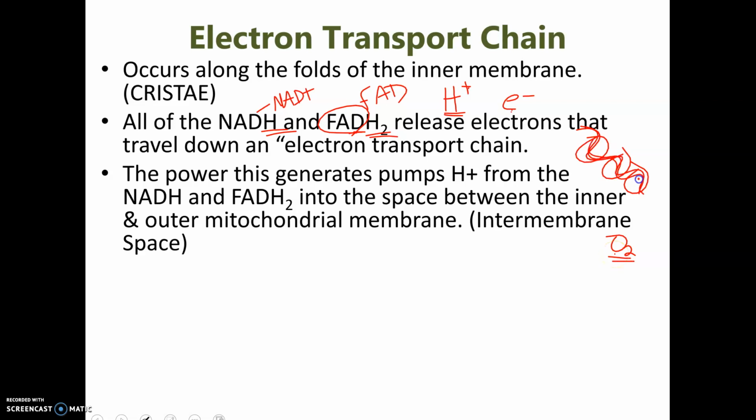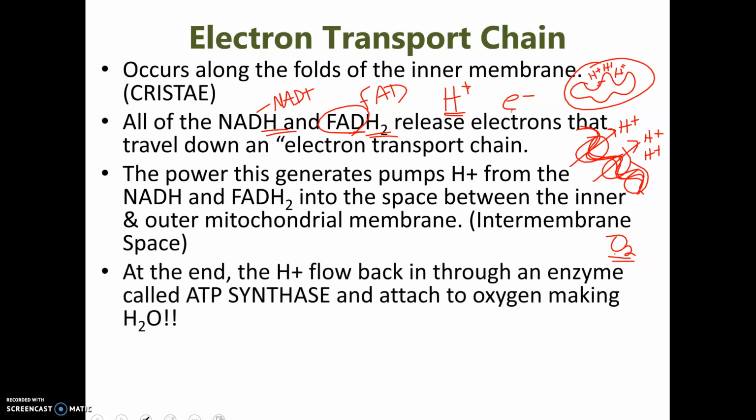When the electrons go through this electron transport chain, that generates power. It's like electricity. What that power is used to do is to pump the hydrogen ions into the intermembrane space. Remember, that's the space in between. So this is happening in this membrane, and all the hydrogen ions, without their electron, are getting pumped into this space here. And they're sort of trapped there temporarily.